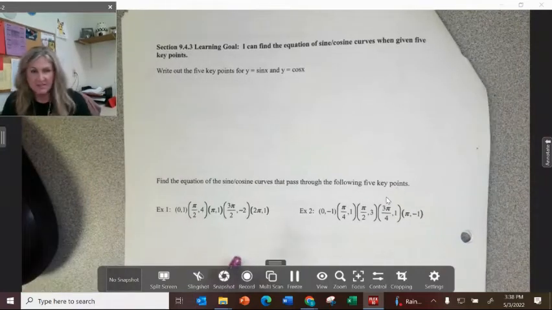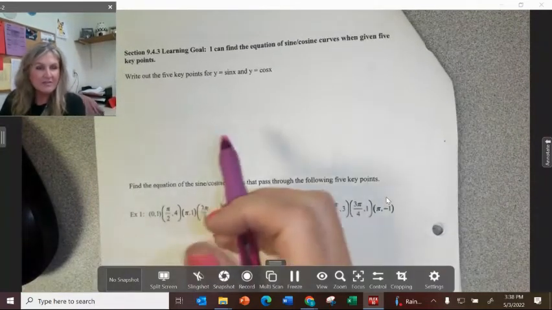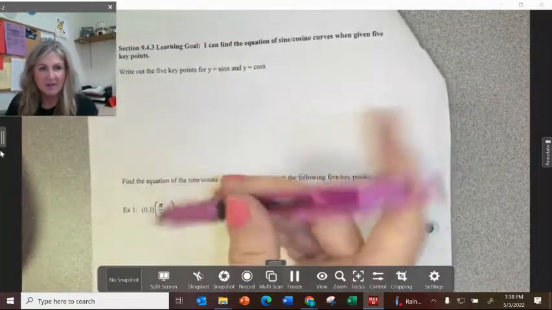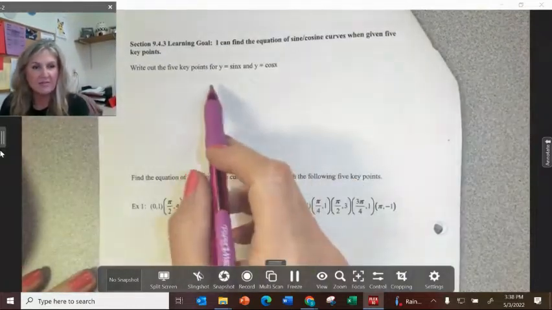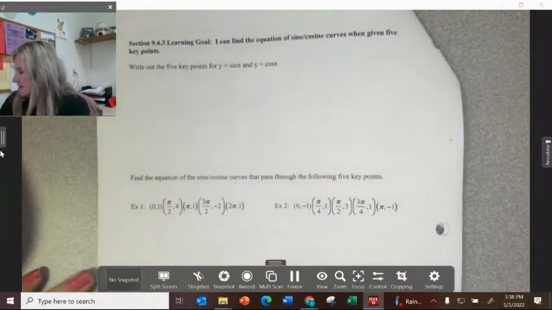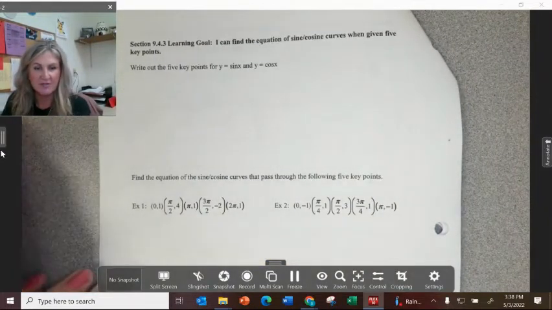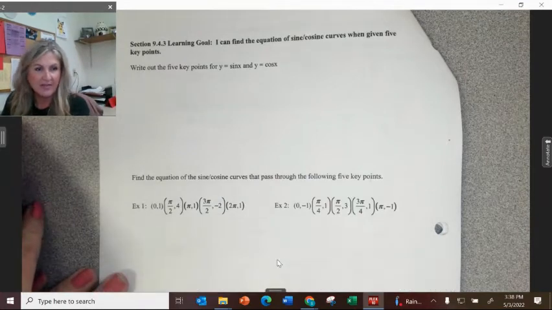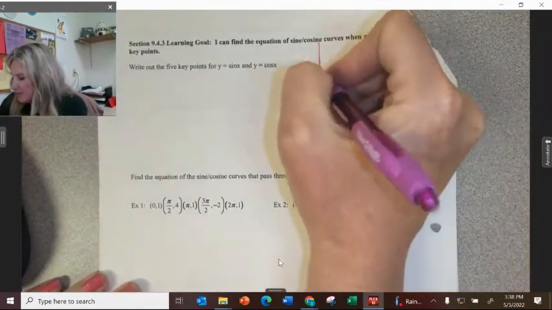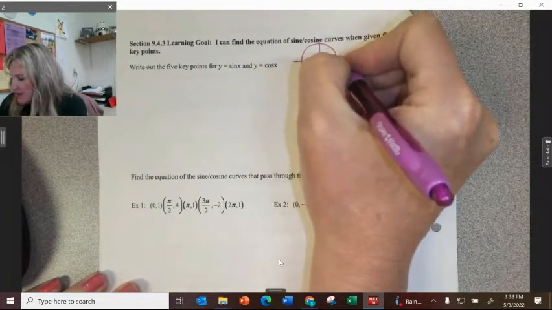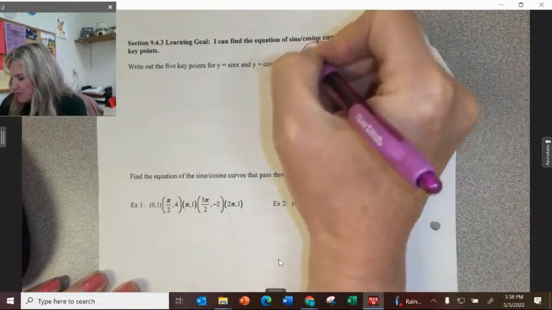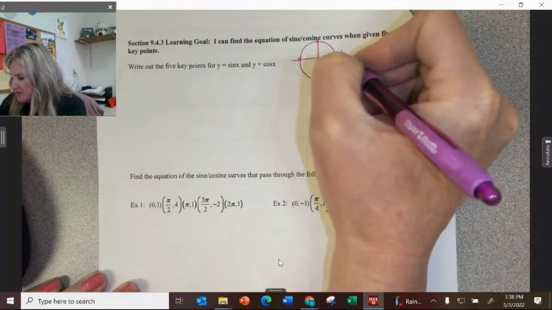Today we're going to continue our study of these sine and cosine curves, and we're going to start off by looking at the 5 key points for sine x and cosine x. Those 5 key points are things you should know. They come from the unit circle. Whenever you forget them, you can always figure them out by looking at those quadrantal angles. We could use any points, but the quadrantals are the quickest and easiest way.